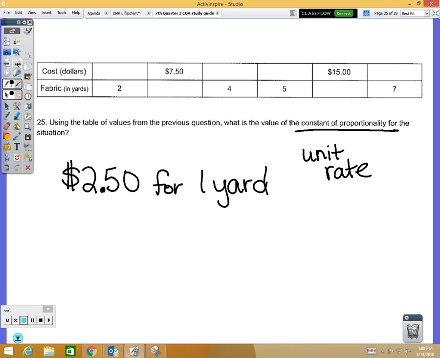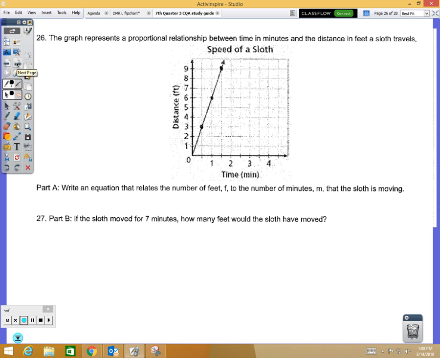All right, question 26. It says, the graph represents a proportional relationship between time in minutes and the distance in feet a sloth travels. So some of you have seen a sloth and some of you haven't, but they move pretty slow, okay? So it says, write an equation that relates the number of feet, F, to the number of minutes, M, that the sloth is moving. All right, so again, feet is F, minutes, time is M. We have to use the variables given to us. Do not use your own variables. Use the variables that are given to you.